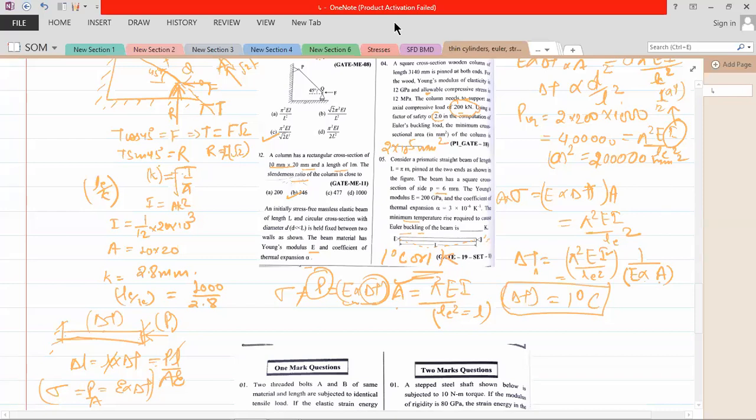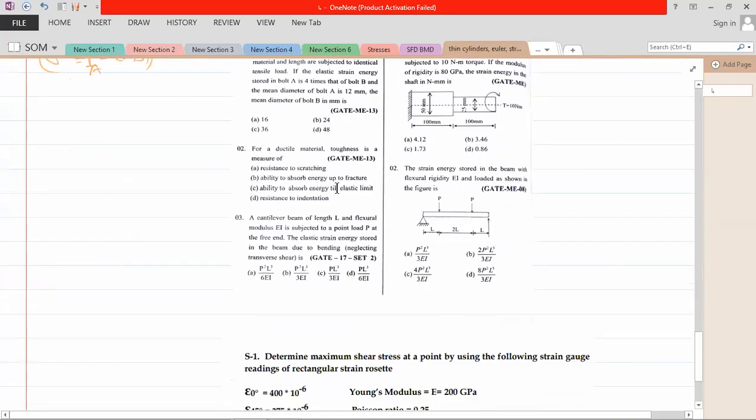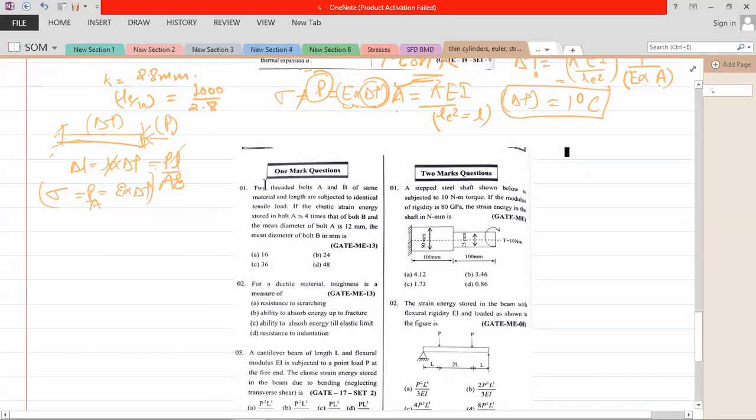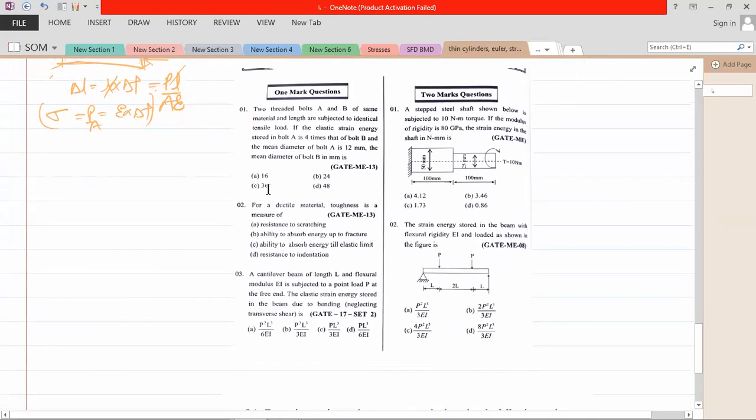Okay. Now I am going with some questions from strain energy. It is given two threaded bolts A and B of the same material and length, subjected to a tensile load. If the elastic strain energy stored in A is 4 times that of B, and the mean diameter of A is given, what is the mean diameter of B?